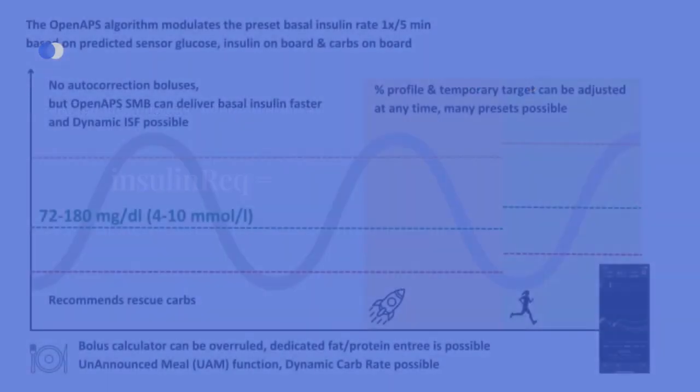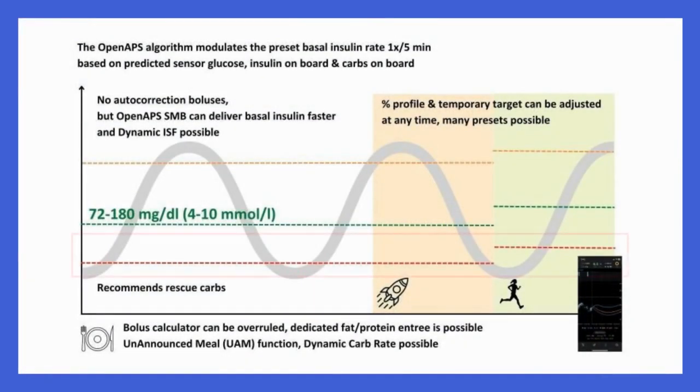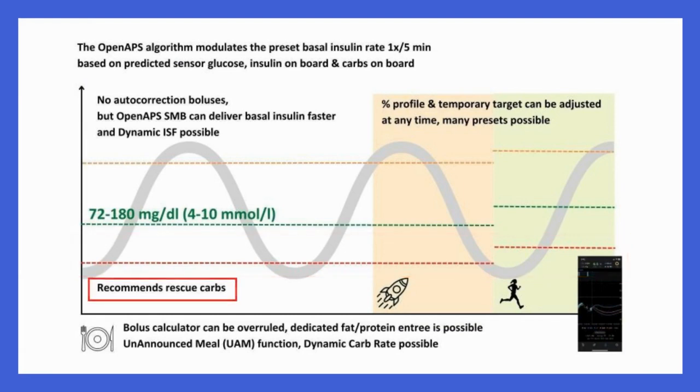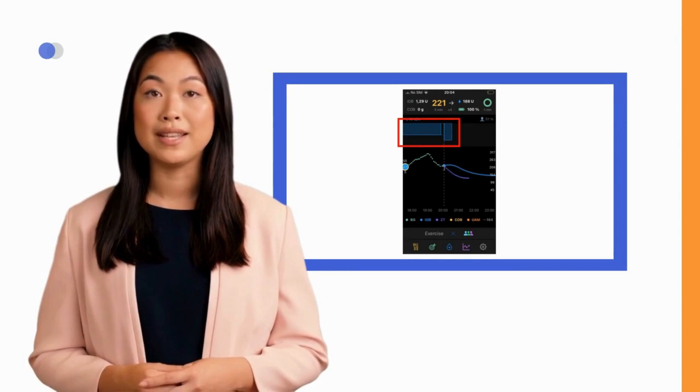The insulin requirement or insulin-rec is calculated by subtracting the target blood glucose from the minimal predicted blood glucose and dividing this difference by the insulin sensitivity or ISF. This insulin requirement will determine whether to increase or decrease the manually preset basal insulin. If hypoglycemia is predicted, basal insulin will be stopped and rescue carbohydrates may be recommended. In conclusion, the preset basal insulin rate will be raised or decreased based on the calculated insulin requirement.